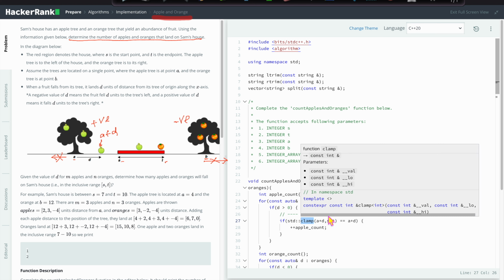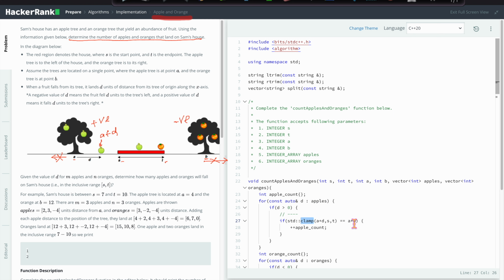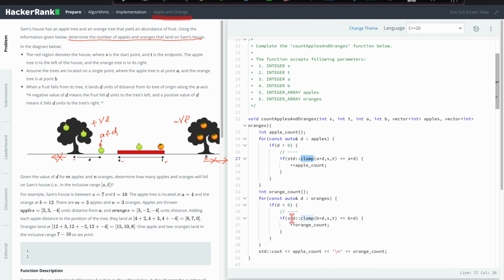Here we are checking whether clamp is returning a plus d or not. In this way we can easily check whether a number is in between a range or not. It is a very helpful function, and it is part of C++17. I hope now you understood how clamp is working.